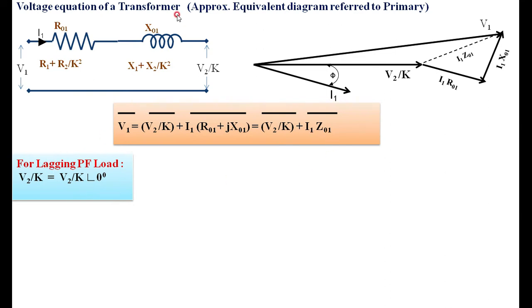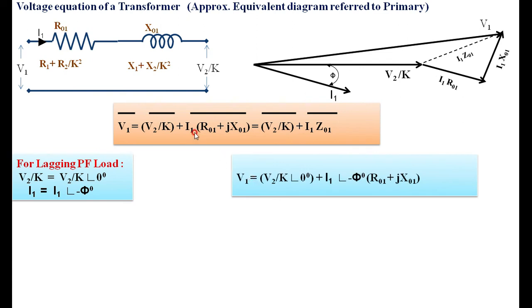Then, for a lagging power factor, the current I1 lags V2 by K by an angle of phi. Therefore, instead of writing I1, I write in the phasor form. I1 is I1 at an angle of minus phi. Why am I taking minus phi here? Because it is a lagging load. In this equation, if you put this, then the calculation is very simple. Therefore, V1 is equal to V2 by K at an angle of 0 degree plus I1 at an angle of minus phi into R1 plus jX1. If you have the numerical values of all these, directly substitute here, and if you use the calculator, you get directly the answer for V1, because V2 by K magnitude is known, phase angle is known, this phase angle is also known, magnitude of I1 is known, R1 and X1 you have already calculated.